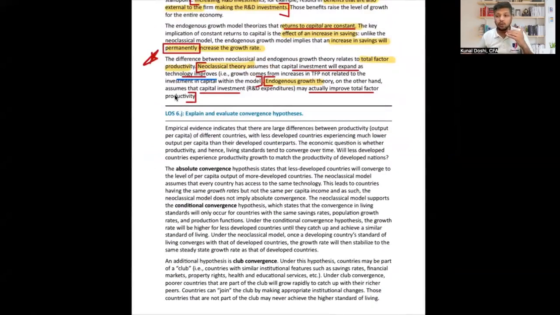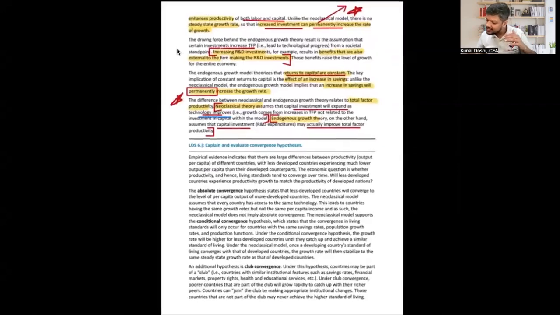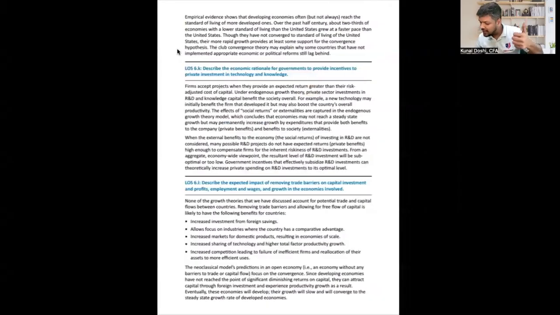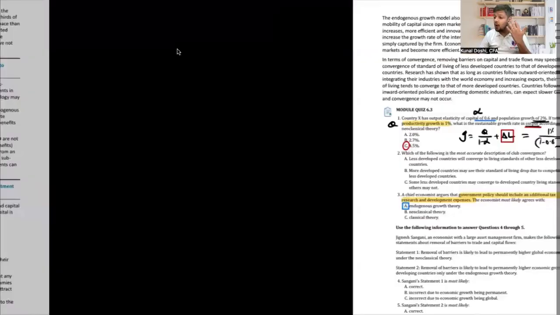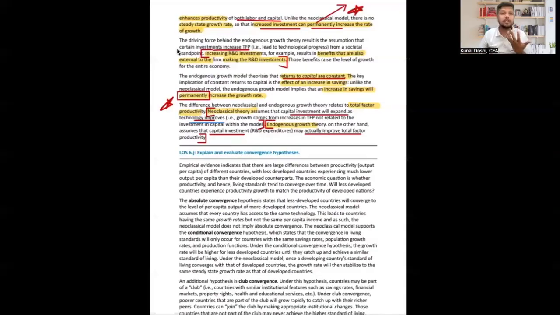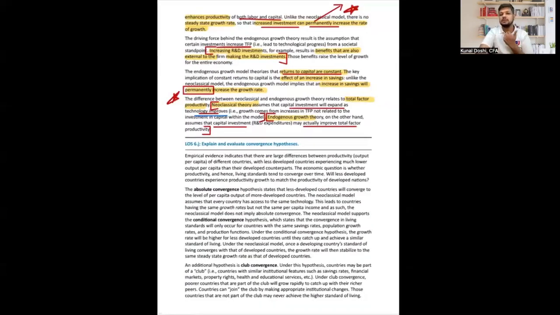Now we are going to discuss what is the convergence hypothesis. The convergence hypothesis addresses the issue of whether underdeveloped countries will ever develop. And then we will understand the influence of knowledge and trade barriers: how will countries' trade barriers help us have a high economic growth rate? Let us understand the convergence.